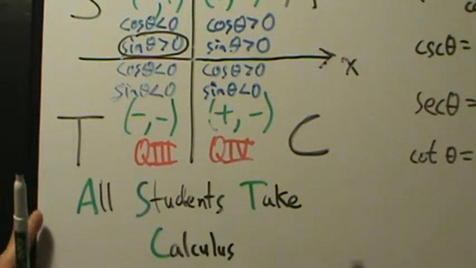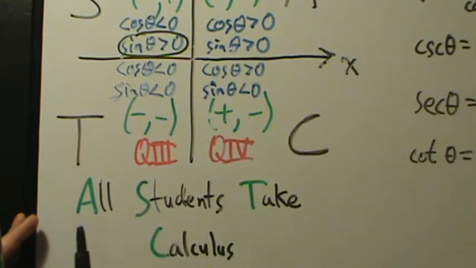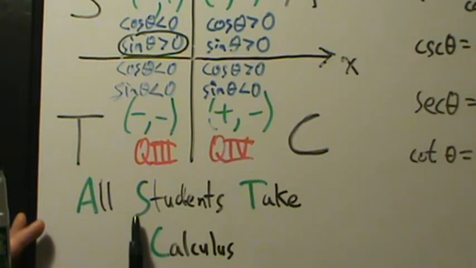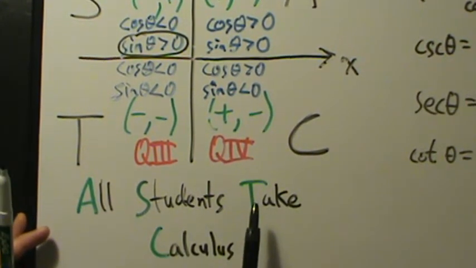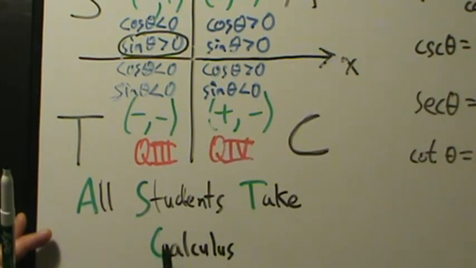So this might be something you already know about. So ASTC: all trig functions, sine and correspondingly the cosecant, tangent and of course the cotangent with it, and the cosine and of course the secant with it.